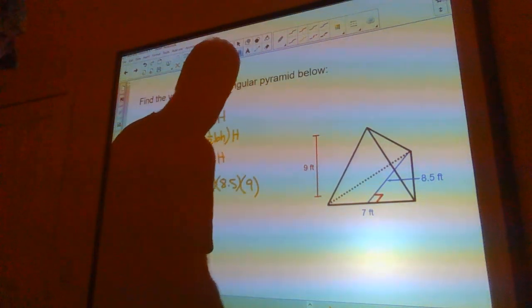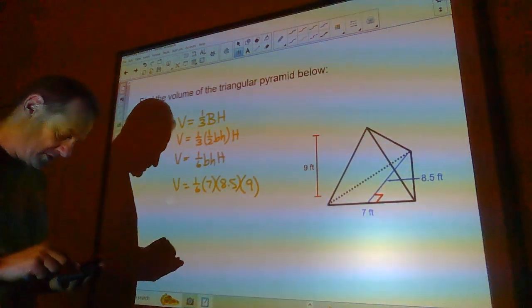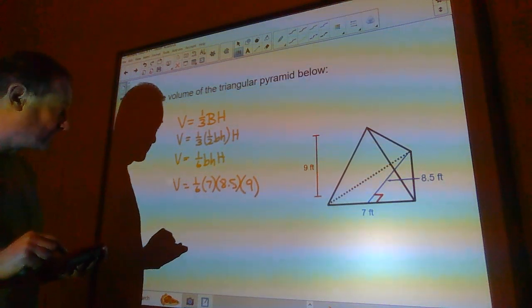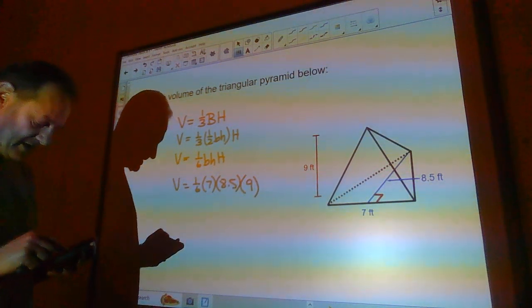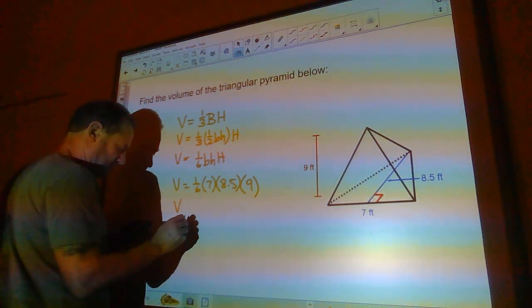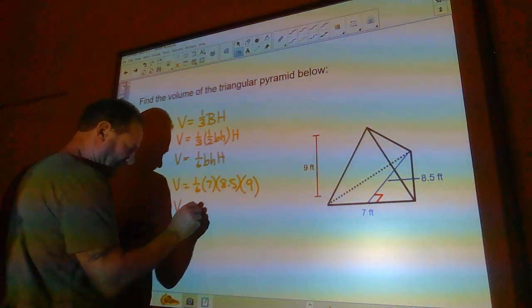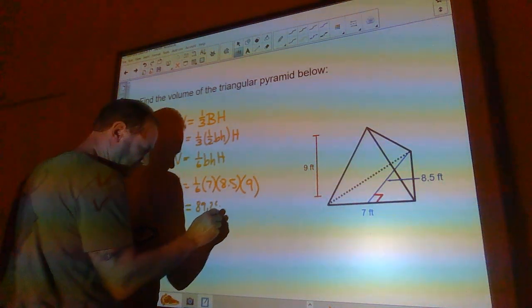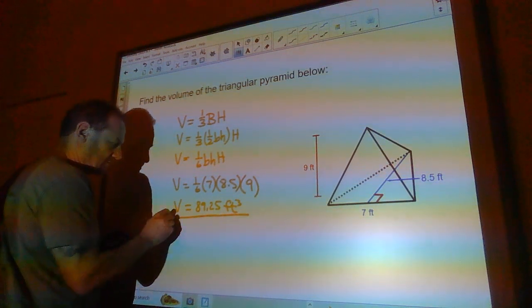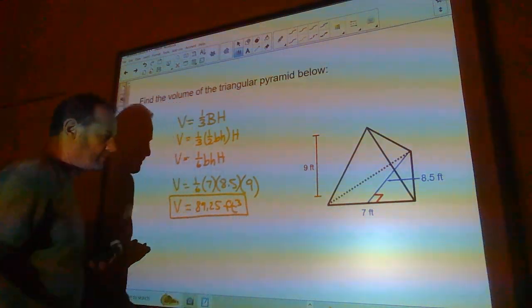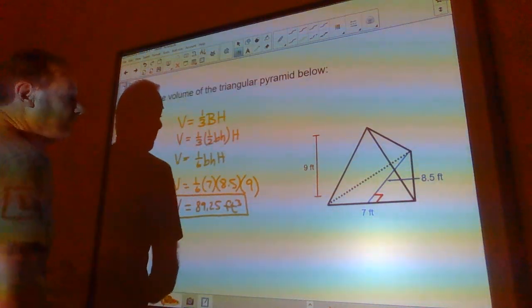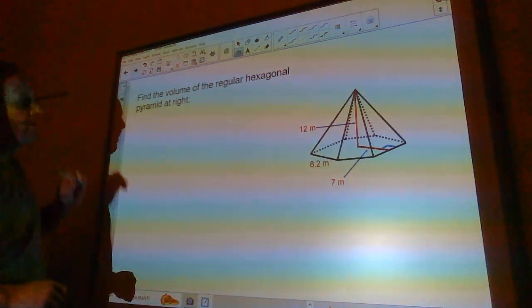So I get out my calculator. 1 divided by 6 times 7 times 8.5 times 9. Volume is going to be equal to 89.25 cubic feet. Okay, what fun that is. Hopefully that's what you got.